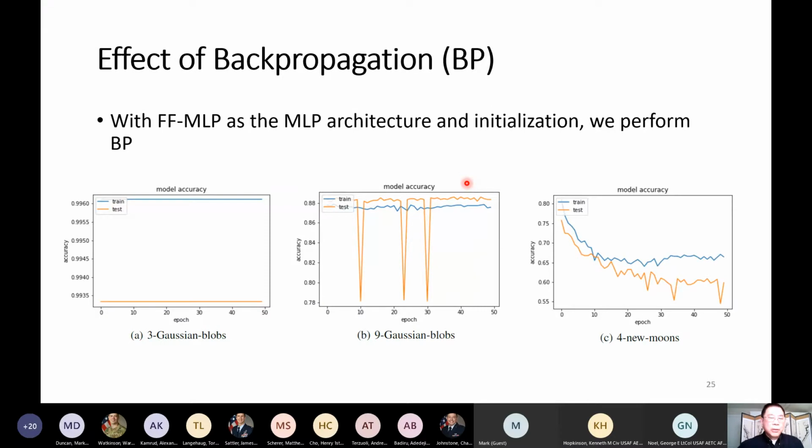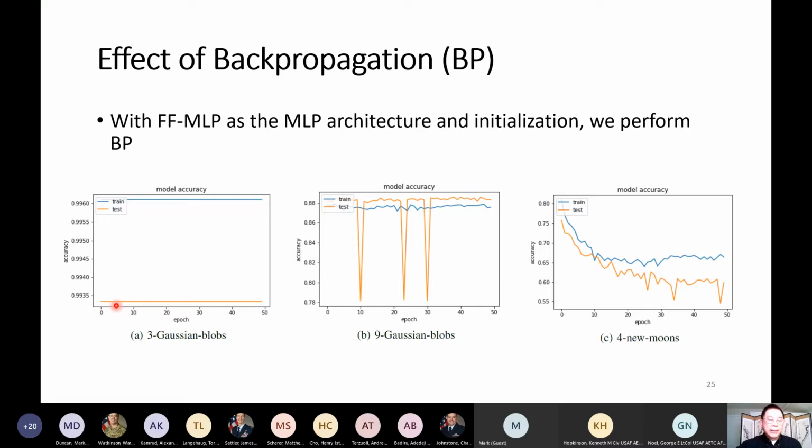Okay, so here maybe people will ask, well, can I use the FIT4 MLP as the initialization? I use the MLP as the architecture design and also the initialization, then I do BP. Can I get the best of both worlds? That seems a very reasonable request. So we tried, and we see three very typical scenarios. One is 3 Gaussian blobs, and this is the training accuracy, this is the testing accuracy. Epoch 0 is the FIT4 MLP result, and then we do BP for a number of epochs.